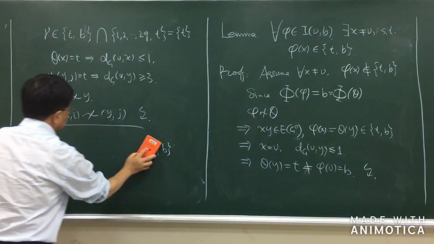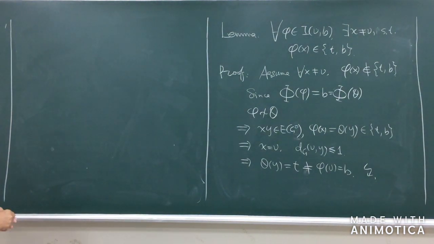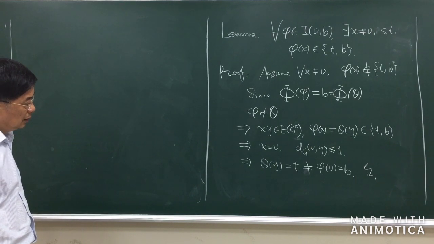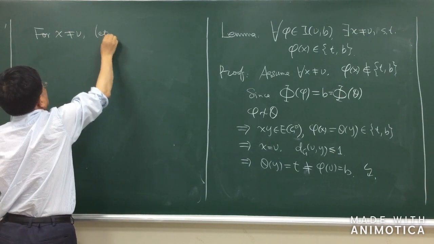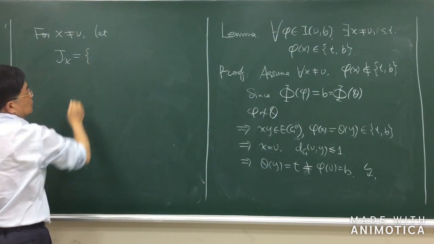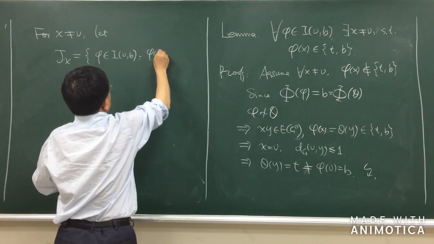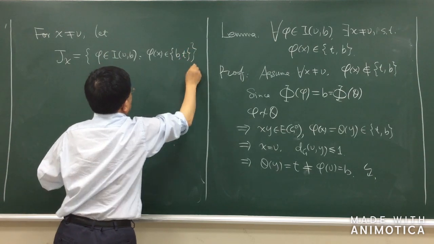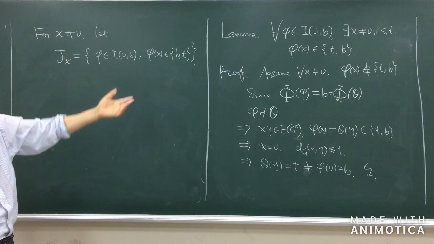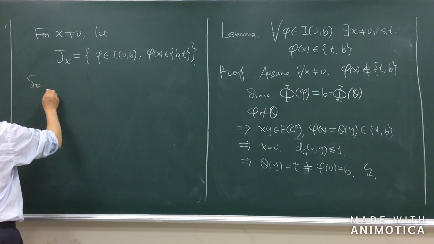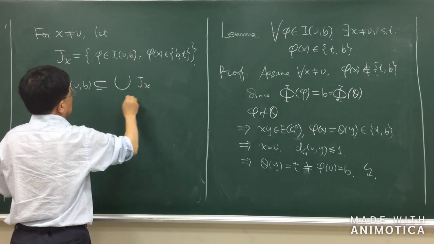Okay, now we'll finish it soon, hopefully not tomorrow. For x not equal to v, we have J x, those phi which belong to I V B, and phi x is in B or T. And by that lemma, every phi here belongs to some J x. So this I V B is contained in the union of J x, where x is chosen from the vertices of G minus v.